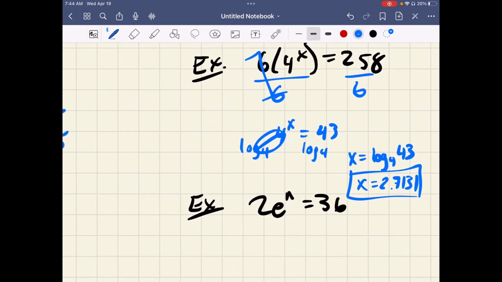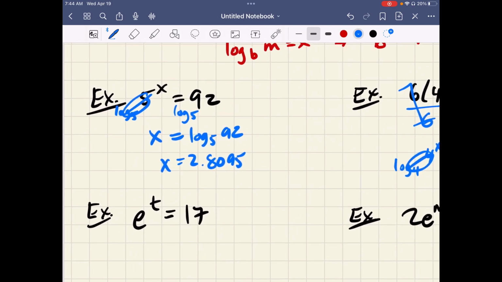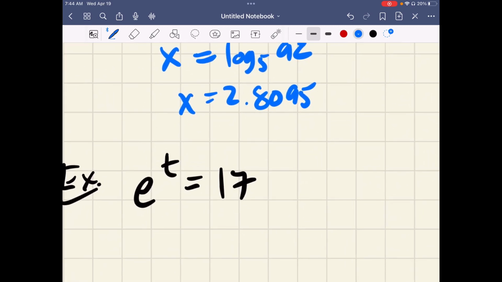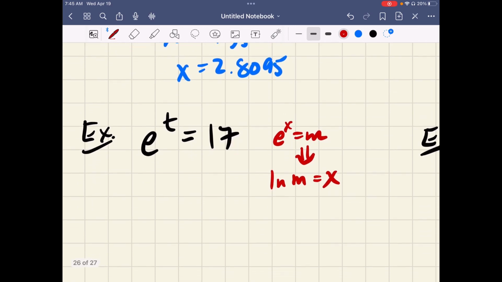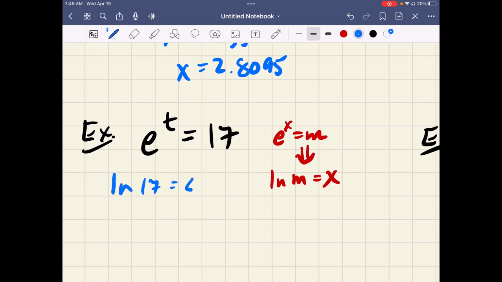Let's go look at the next example. It's the same idea, except now I have that natural number e. If you remember back a few videos, you'll remember this rule: e to the x equals m can be translated to the natural log of m equals x. That's a rule you can use. If we do that, it translates to natural log of 17 equals t. Or you can think about it like this.